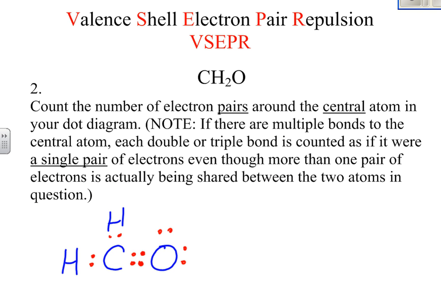Step 2. We're going to count the number of electron pairs around the central atom in your dot diagram. Note, if there are multiple bonds to the central atom, each double or triple bond counts as if it were a single pair of electrons, even though more than one pair of electrons is actually being shared between the 2 atoms in question. So given that, I would count up 1, 2, 3 electron domains around the central carbon atom.